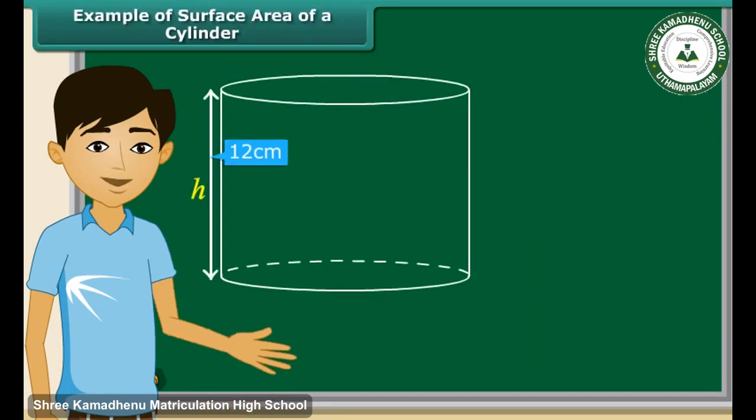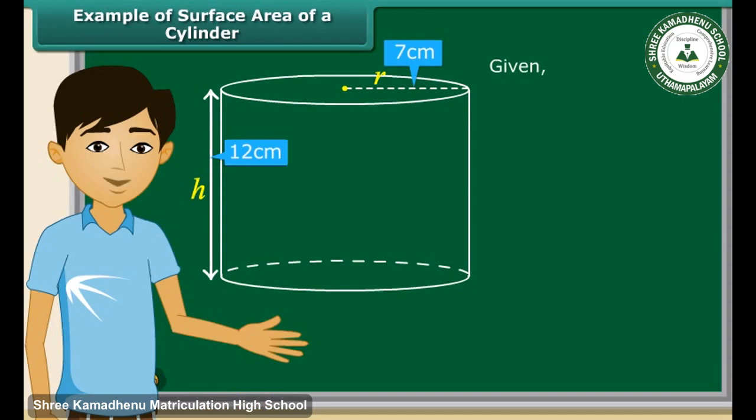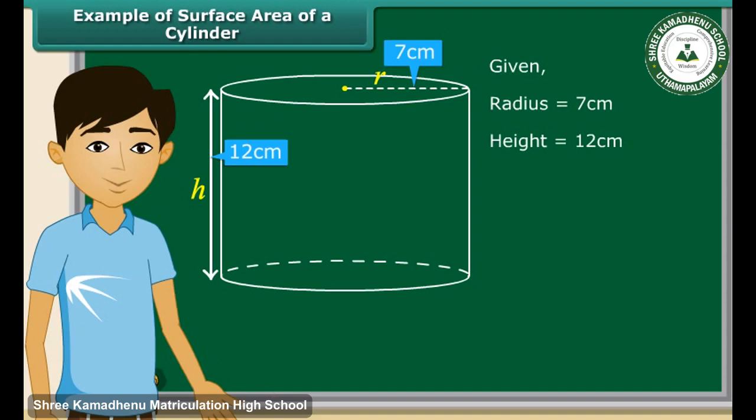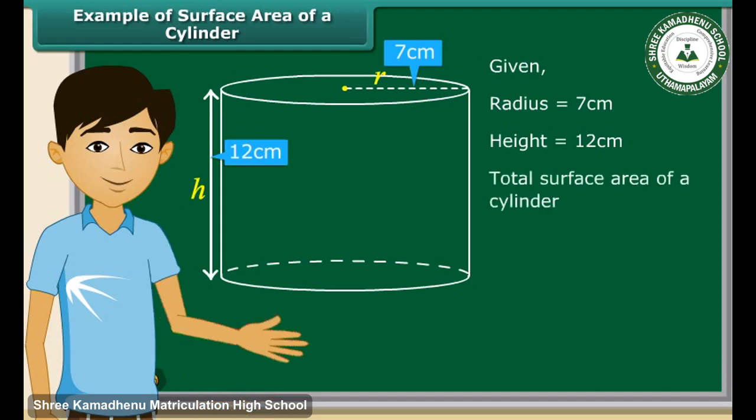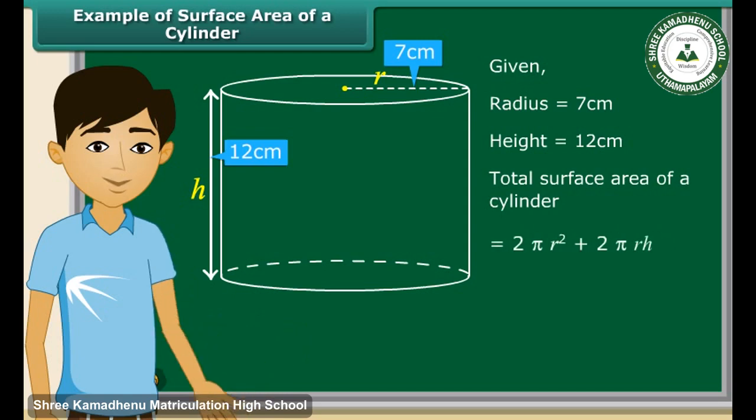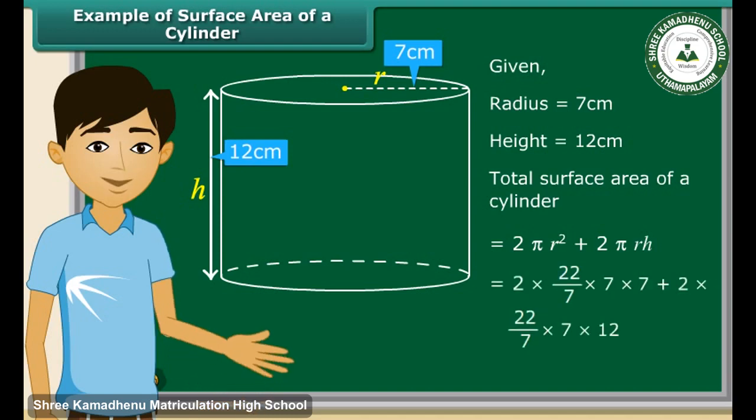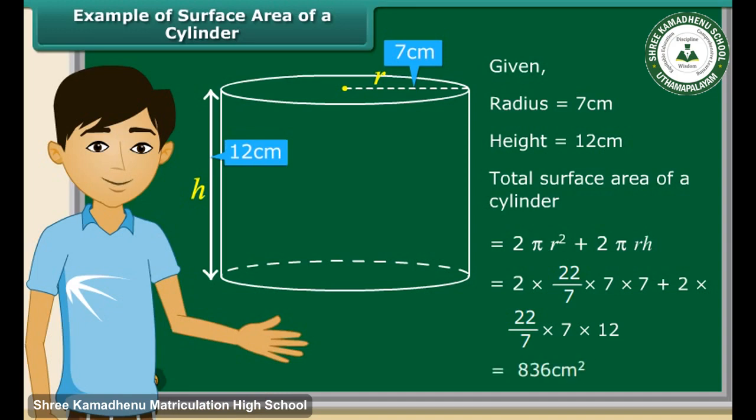Let us find the surface area of this cylinder. It is given that this cylinder has radius equal to 7 centimeters and height equal to 12 centimeters. Do you remember the formula for calculating the total surface area of a cylinder? Yes, it is equal to 2 pi r square plus 2 pi r h. Now substitute the values in this formula. So, 2 into 22 by 7 into 7 into 7 plus 2 into 22 by 7 into 7 into 12. This gives surface area of this cylinder, which is equal to 836 centimeters square.